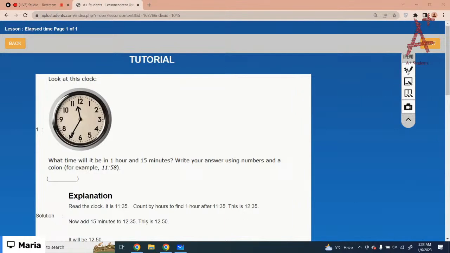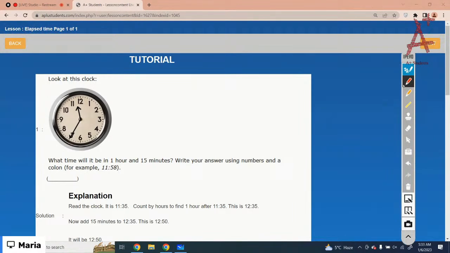Okay, here is the clock. The clock shows 11:35. Got it? So, what time will it be in 1 hour 15 minutes? So just add. It is 12:50. That means right after 1 hour 15 minutes, the clock shows the time 12:50. Got it? Okay.